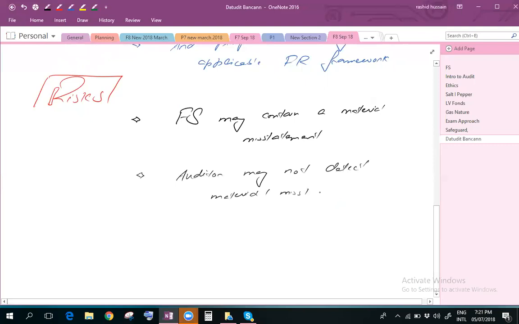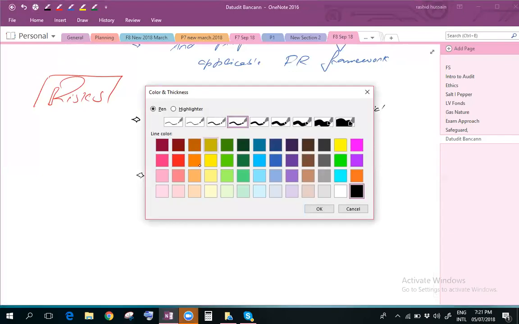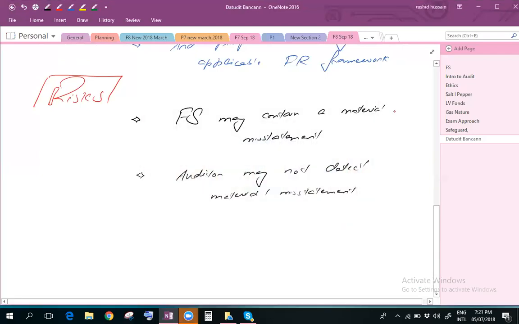So if you see these two points individually, then the first part, that the financial statements may contain a material misstatement, is something which does not belong to the auditor. I have nothing to do with this risk because this risk is coming from the management, that they may not have prepared the financial statements correctly. That is why there's a risk that the financial statements may contain a material misstatement. This is something that is not coming from the auditor.